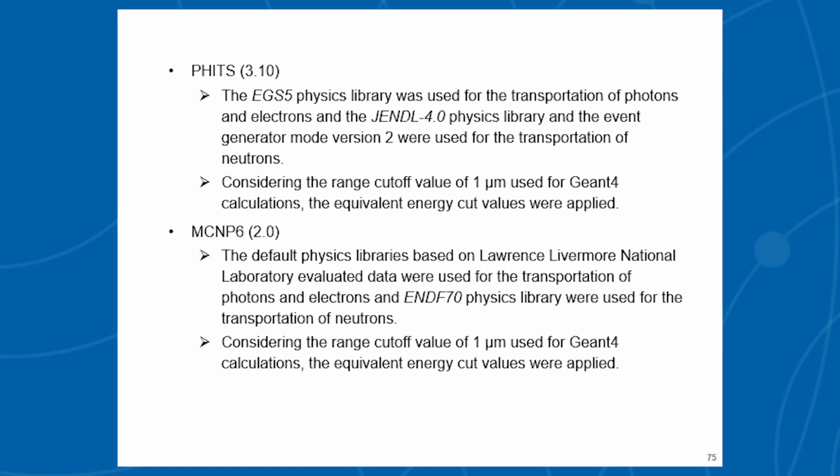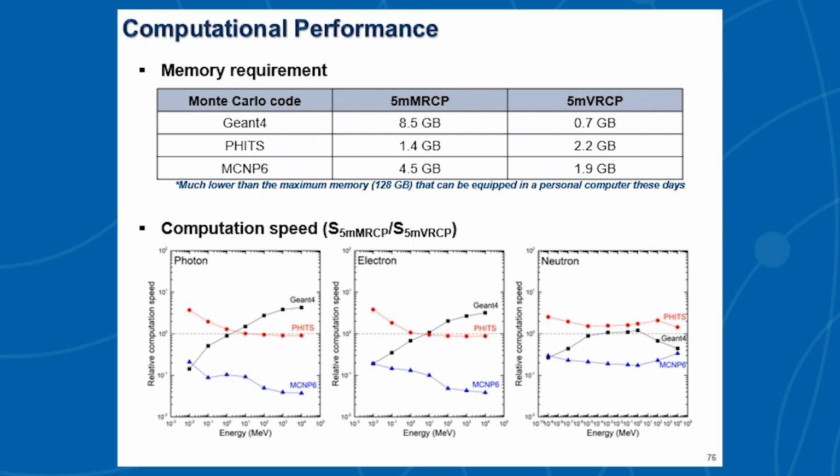The computational performance can be explained by 2 factors, memory requirement and computation speed. Regarding the memory requirement, we confirmed the FIT code requires smaller memory for implementation of the mesh phantom. In other codes, the memory requirement is larger than the voxel phantom. But this is still much smaller than 16 GB for all codes, which is usually equipped in a personal computer or laptop these days, so it doesn't have a significant impact on the simulation.